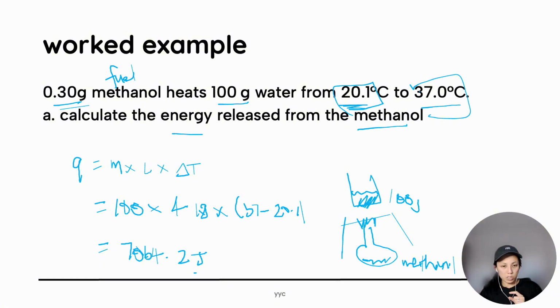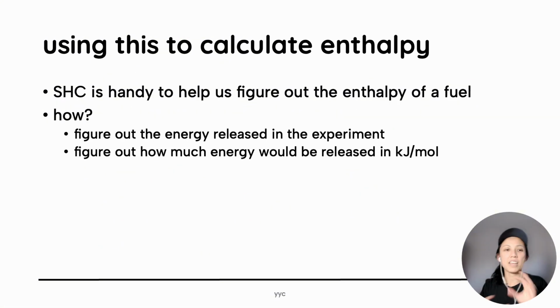Now remember, when you're using this formula, with the units that you've got, the units of the answer of the energy is going to be in joules. So that's 7,064.2 joules. So how does that help us calculate the energy of fuel, or the enthalpy of a fuel? Now, what you can do is you figure out how much energy was released in the experiment. So in our previous question, 0.3 grams of methanol, when you use all of that, it was able to release just over 7,000 joules. How do you know that? Because that was the energy that allowed the water to go from 20.1 degrees to 37 degrees. Once you've got that value, then you can actually figure out how much energy is released in kilojoules per mole.